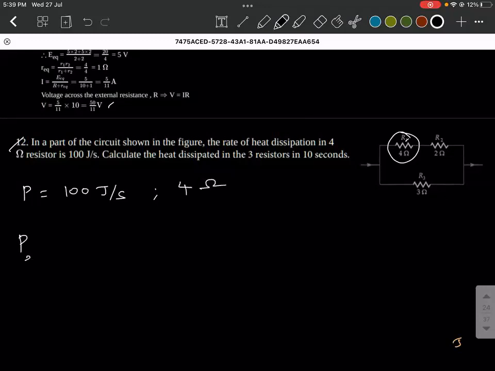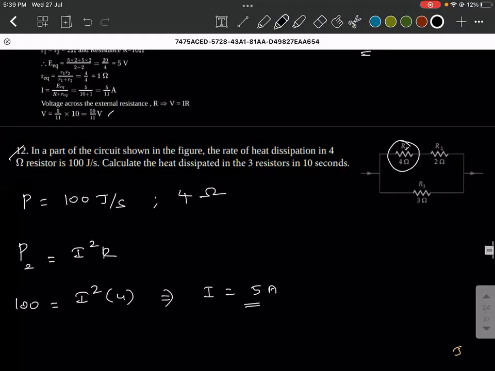So power across the 4 ohm is equal to I square into R. So 100 is equal to I square into 4, which implies I is equal to 5 ampere. So 5 ampere of current is flowing across the 2 ohm resistor and the 4 ohm resistor. Since I know the current across the 2 ohm resistor, will I be able to calculate the power?